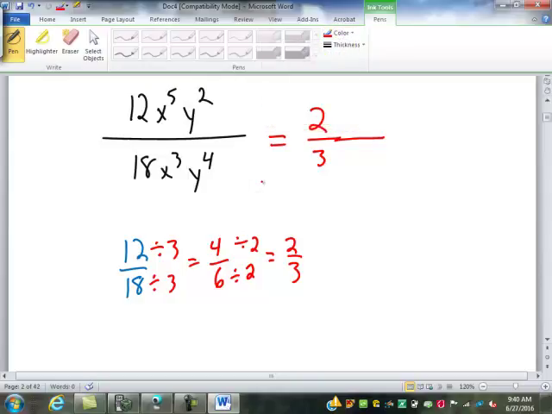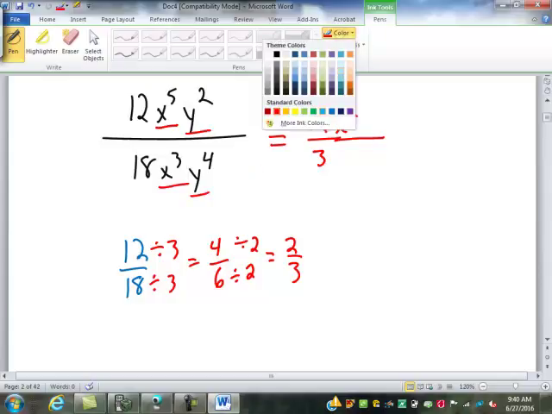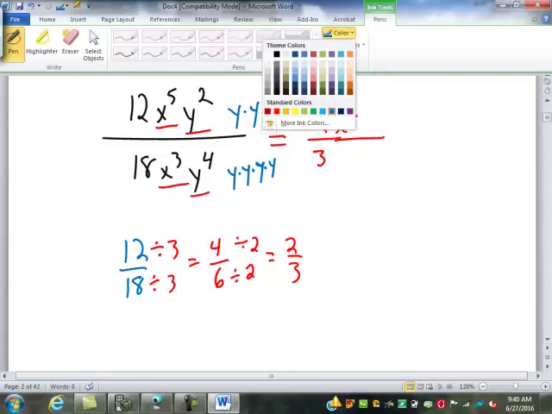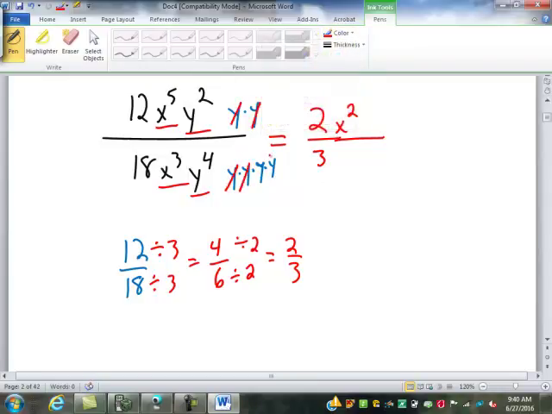Now, using what we just learned about our variables, what happens with the x? I have x to the 5th and x to the 3rd. It's going to be subtracting. 5 minus 3 is x squared. Now here's where in our second problem at the beginning of class, we ended up with a negative, right? Here we've got y squared and y to the 4th. If we subtracted, 2 minus 4 would be a negative 2. I don't like negative 2's. But if I look at this, this is y times y. Y to the 4th is 4 of those y's multiplied together. If I'm canceling out, that one cancels, and I'm left with y squared.